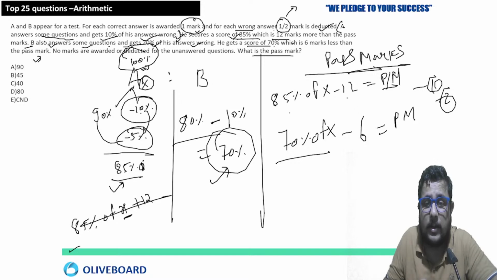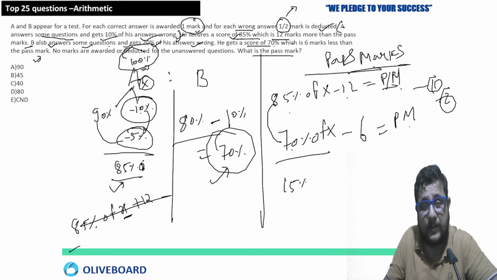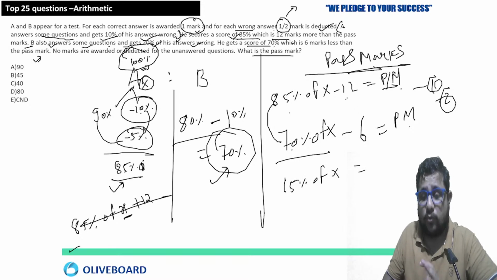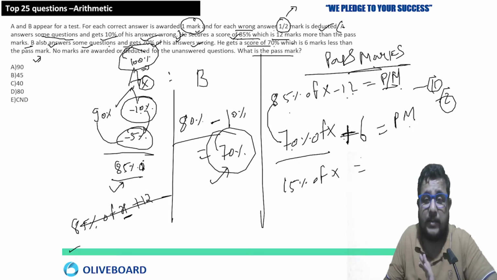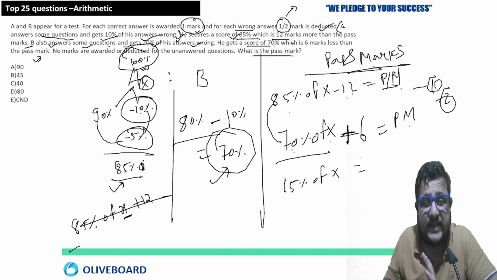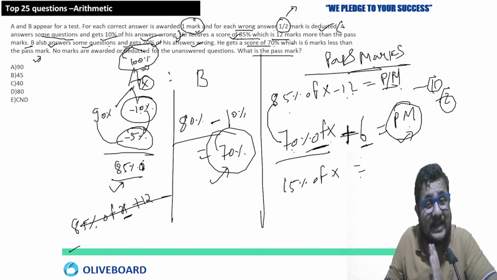After the comparison, 85% minus 70%, because here passing marks and here passing marks, so we can put both values equal. Take X and X to one side. So 15% of X equals minus 12, and here plus 6 will come. Because 70% of X plus 6 will be equal to the passing marks, since the marks which B got is 6 less than the passing marks.